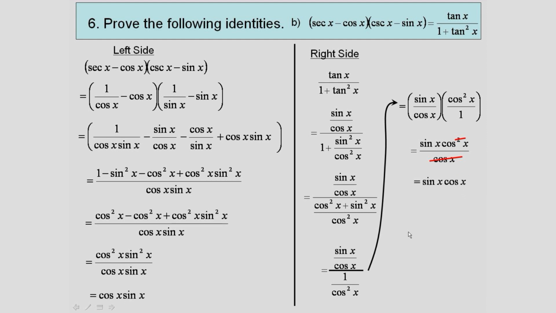Now, if you're being really picky, we can change the order to cos x sine x so it looks exactly like the left-hand side. Not really necessary, but why not? We are done. Left side does equal right side, so state it. You have successfully proven the identity, and now you can move on to question number 7.